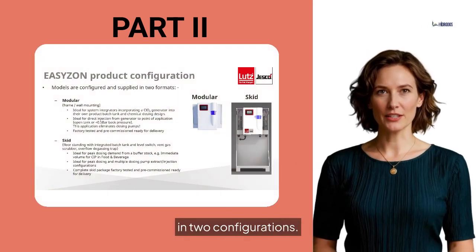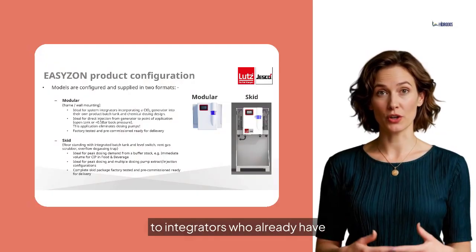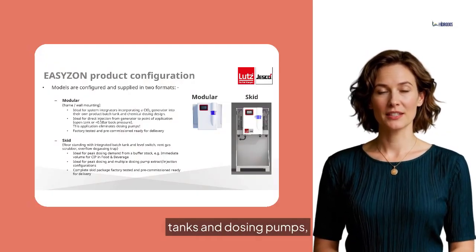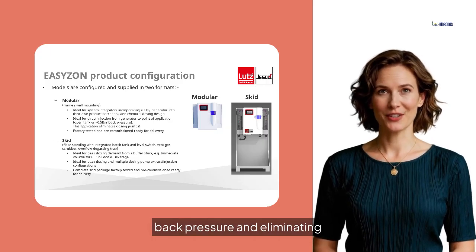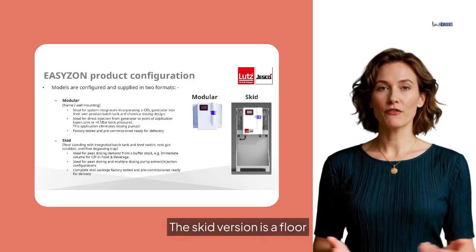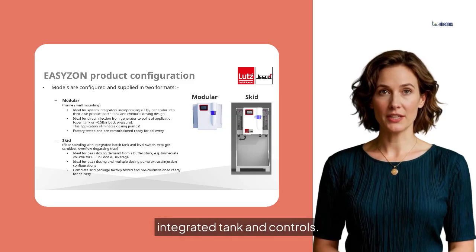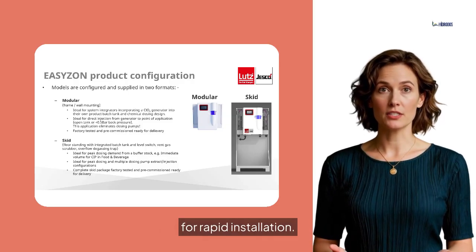EASYZON is supplied in two configurations. The modular frame is suited to integrators who already have tanks and dosing pumps, enabling direct injection at low back pressure and eliminating separate dosing pumps. The skid version is a floor-standing package with integrated tank and controls, factory-tested and ready for rapid installation.